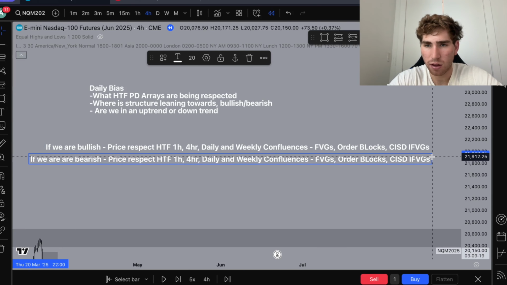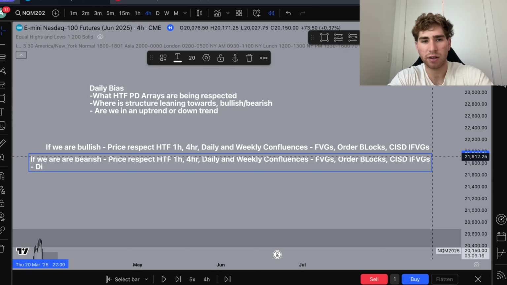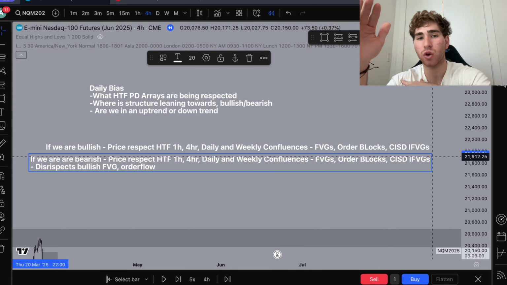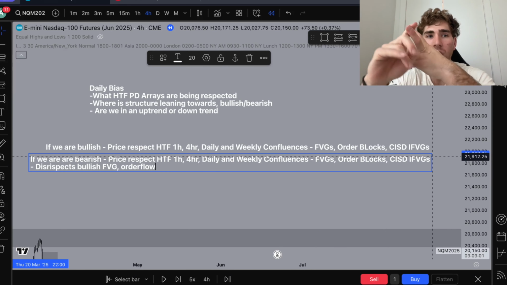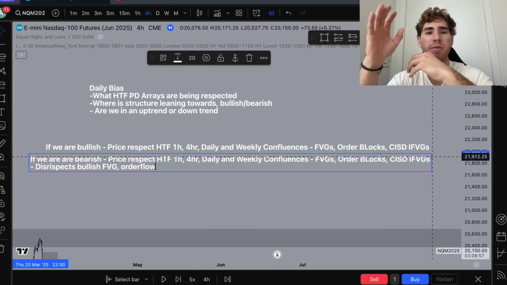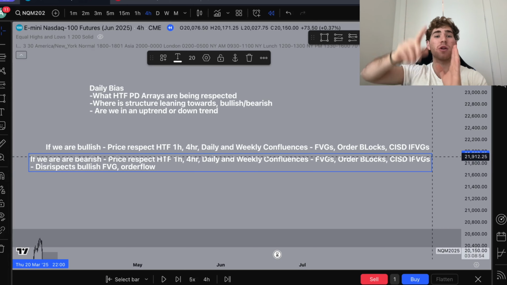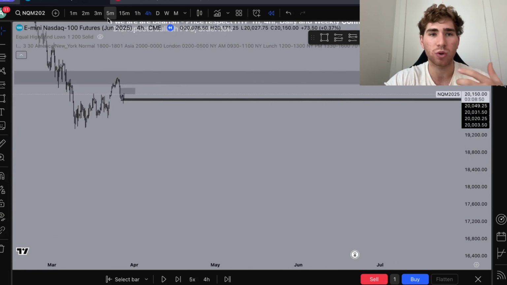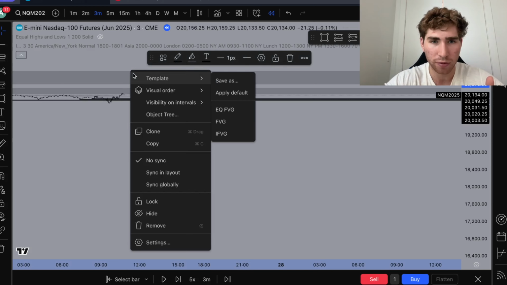Price respects that and disrespects bullish fair value gaps. When I say order flow, I just mean structure. So if we are in a high time frame downtrend, meaning the hourly and 4 hour are trending downwards, and let's say the 5 minute is going up. You see the 5 minute and you think, oh, we're bullish because the lower time frame is reversing, which you could have said that today, right? When I entered short.